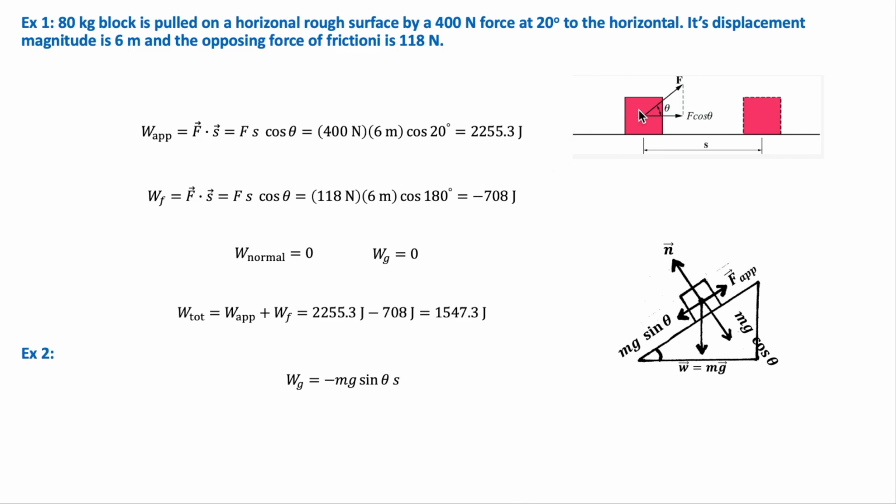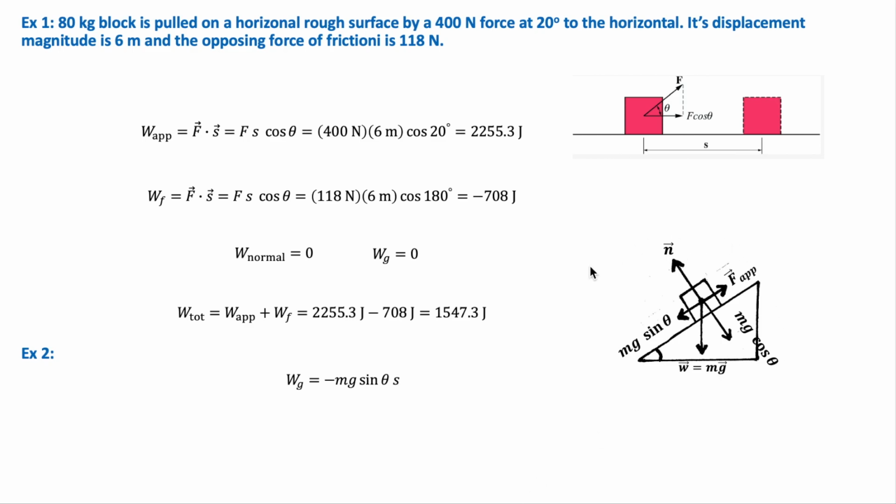And because the normal force and the force of gravity are perpendicular to the displacement, the work done by both is equal to zero because the angle is 90 degrees, okay? So the total work done on the block is equal to the sum of the work done by the applied force and the work done by the frictional force, and this gives this value.